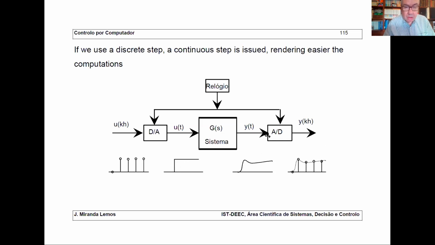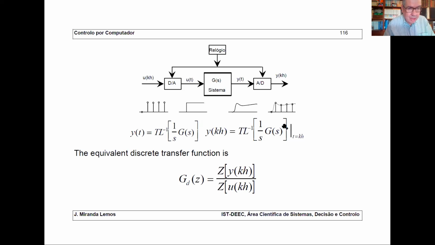It's very simple. The model of the AD is very simple. So what do we have? I put here a step in discrete time, and I end up in continuous time with a continuous time step. The Laplace transform of the continuous time step is 1/s. I multiply by g of s and I get y of s. To get y of t, I take the inverse Laplace transform of g of s divided by s. Now I do these computations and I get a time function, and for this time function, I set t equal to kh.